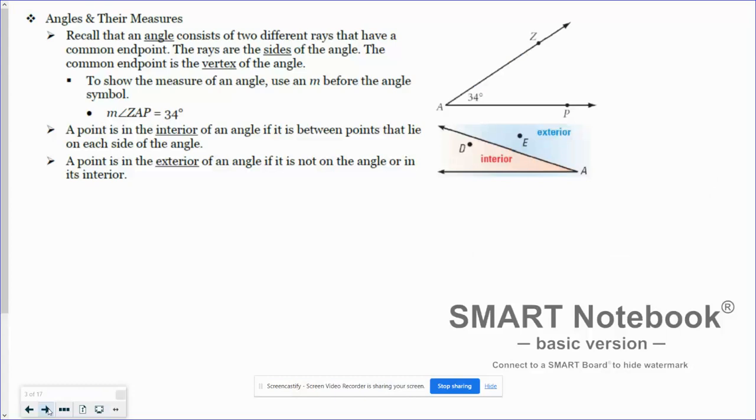So, recall that an angle consists of two rays with a common endpoint. The rays are the sides of the angle, and that common endpoint is the vertex of the angle. We can show measurements of angles. If they're ever given to you in the diagram, they'll usually be on the interior of the angle, so they'll be in between the two rays. And a point on the exterior, well, that's the point that's not on the interior.